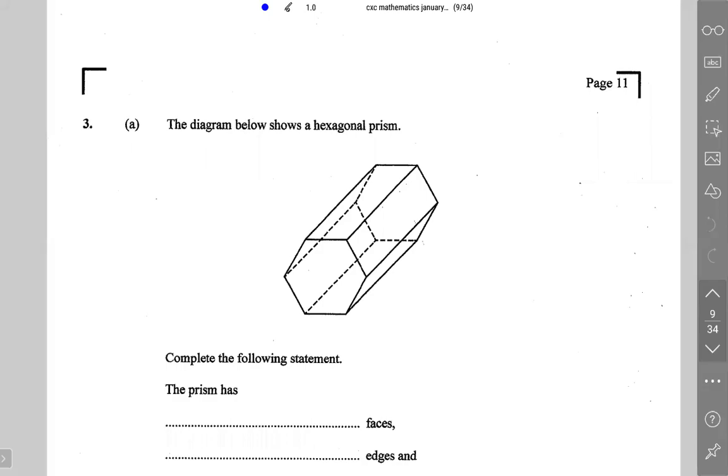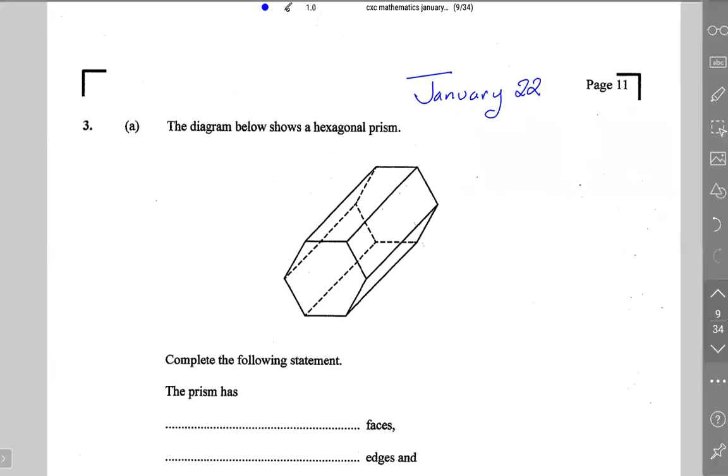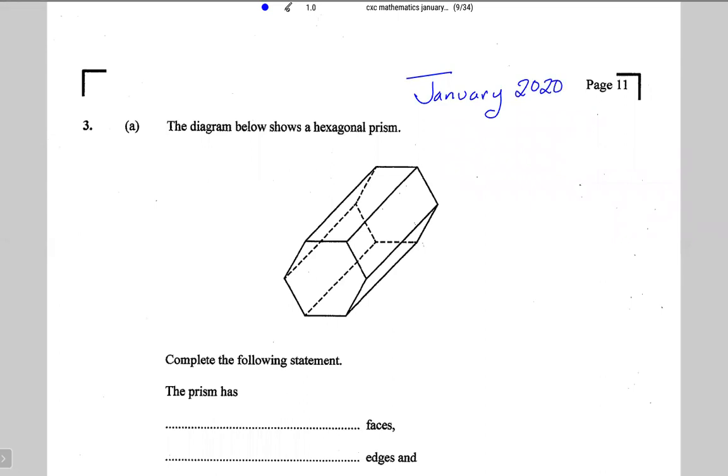All right, so this question is taken from the January 2020 paper. This is question number 3, and it says the diagram below shows a hexagonal prism. Complete the following statements. The prism has how many faces?